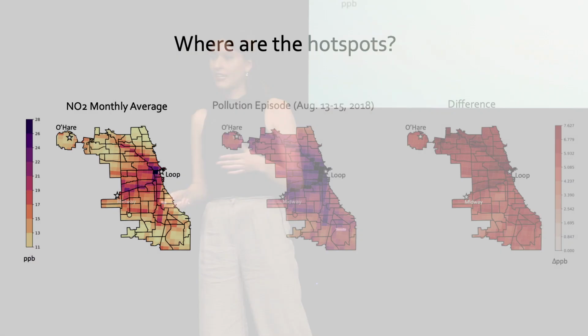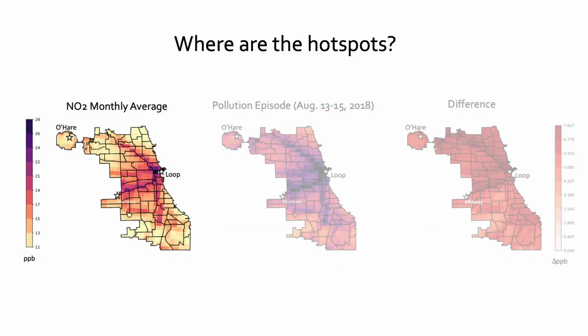Here, I have a map of nitrogen dioxide. Nitrogen dioxide in cities is a byproduct of combustion, which means that it's formed when we drive our cars or when we make energy. From this map of nitrogen dioxide, we can see this elevated pollution over our highways and into the loop.